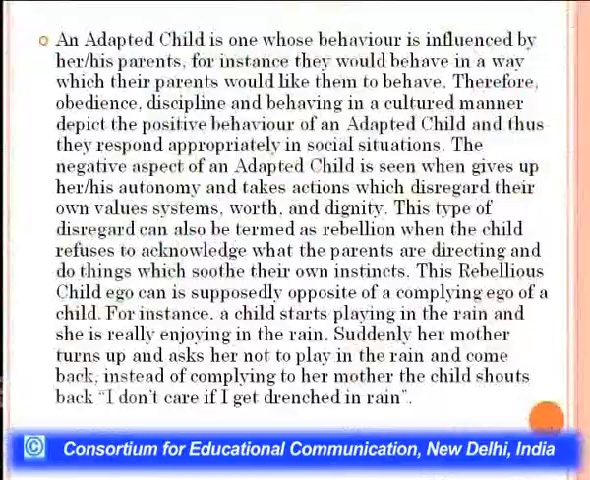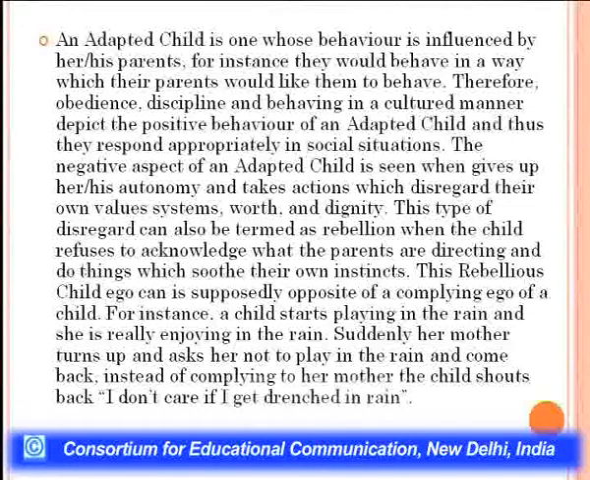On the contrary, among the negative features and responses, the natural child can be reckless when they do not perceive a danger, so safety is definitely compromised in this aspect. An adapted child definitely is one whose behavior is influenced by his parents. For instance, they would behave in the way their parents would like them to behave. Therefore, obedience, discipline and behaving in a cultured manner depict the positive behavior of an adapted child, and thus they respond appropriately in social situations.